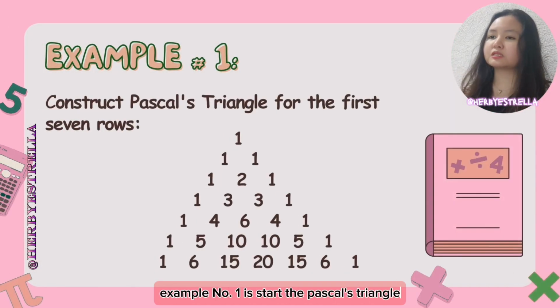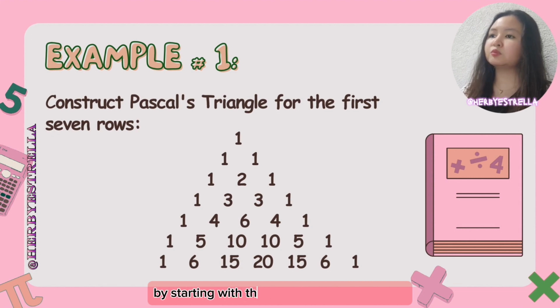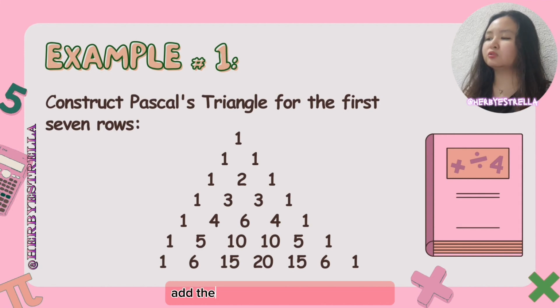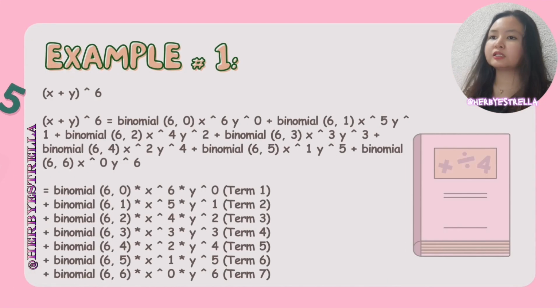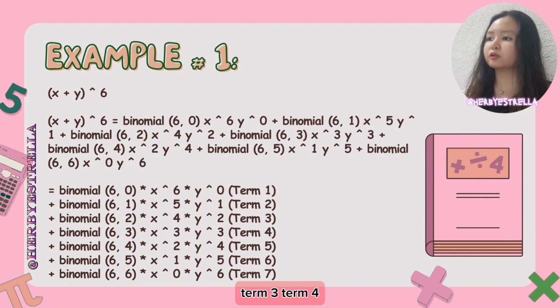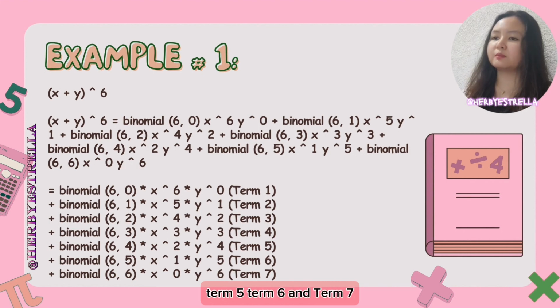Example number 1 is, construct the Pascal's triangle for the first 7 rows. The Pascal triangle is constructed by starting with the row containing the number 1. Each subsequent row begins and ends with 1. To fill the interior numbers of each row, add the two numbers directly above it, identifying the terms. The expansion of (x + y)^6 includes 7 terms: term 1, term 2, term 3, term 4, term 5, term 6, and term 7.